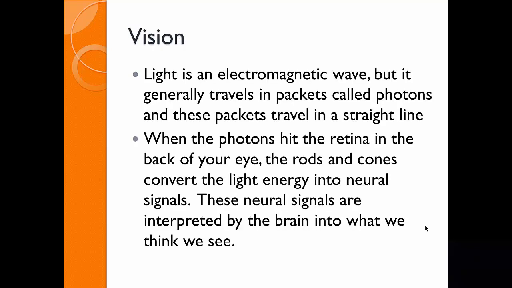First off, we have to understand how vision works and how we see something. We understand that light is an electromagnetic wave, but it generally travels in packets called photons, and these packets travel in a straight line until they hit a surface. When those photons hit the retina in the back of your eye, the rods and cones in your eye convert that light energy into neural signals, and these neural signals are then interpreted by the brain into what we think we see.